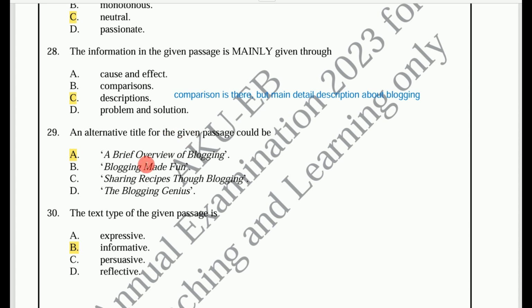Alternative title for this text can be overview of blogging. Yes, this seems more suitable. Why? Because when you read, you get a fair idea that the entire passage is about blogging. So it's an overview, main ideas. Blogging made fun? No, nothing like that. No recipes, no blogging genius, no. So the text type of the given passage is expository, or you can call it informative, because expository writing or expository text is known as informative text. So I hope you get the idea.